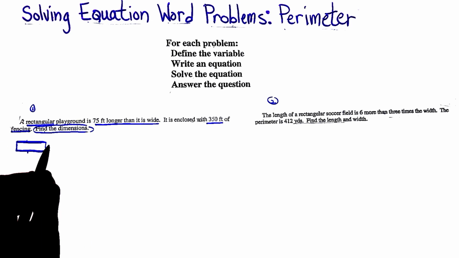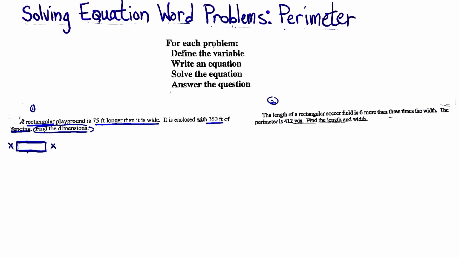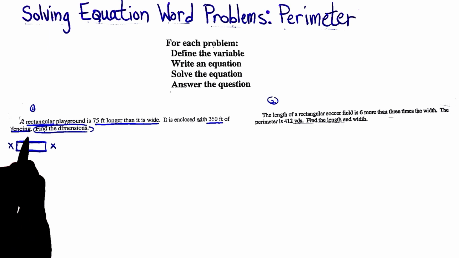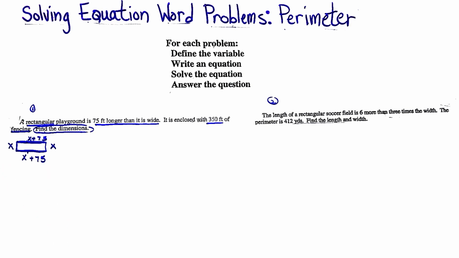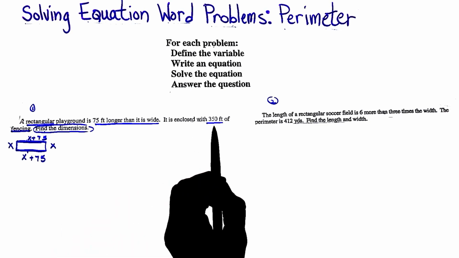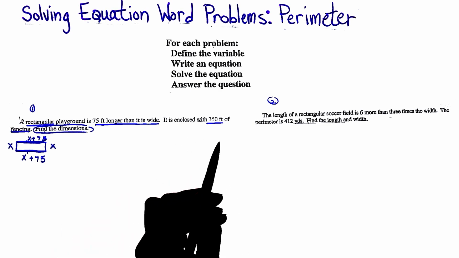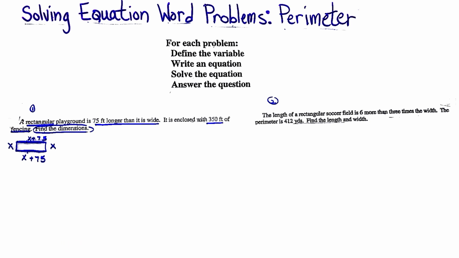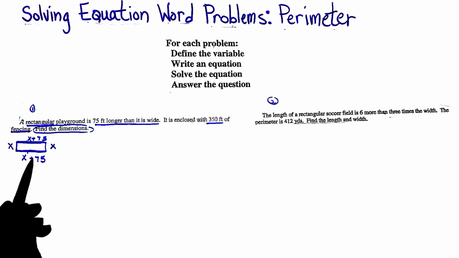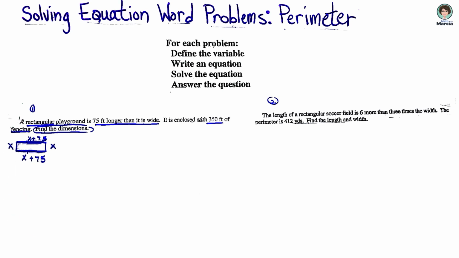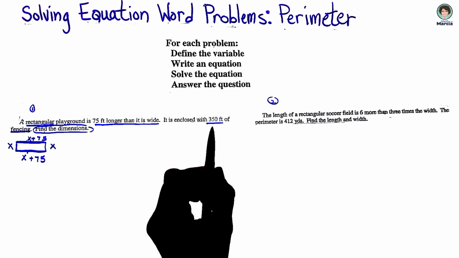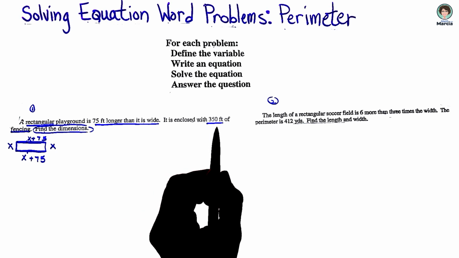So that means my width is just going to be an X, and I have 2 of them. And my length is going to be X plus 75. And again, we know we have 2 of them. Now when it says it's enclosed with 350 feet of fencing, that's giving us the perimeter. So I'm going to write this as an addition problem, and then make it equal to 350.